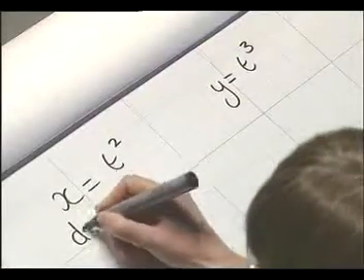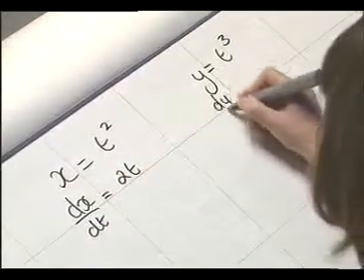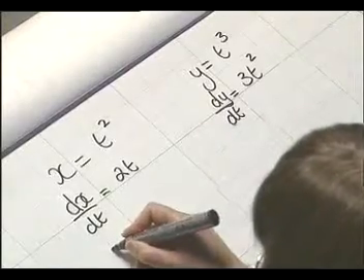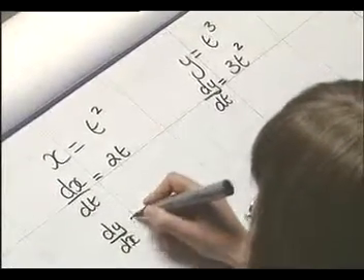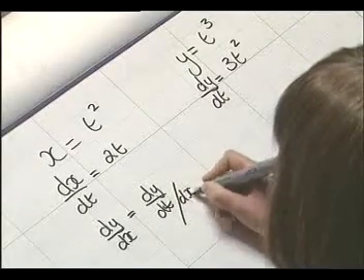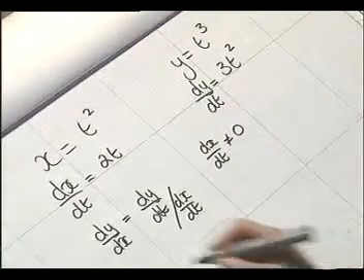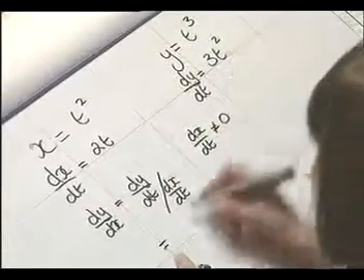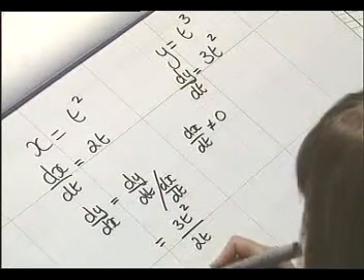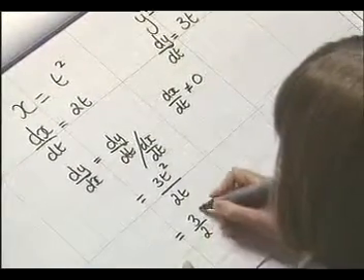So starting as before, dx by dt is equal to 2t, and dy by dt is equal to 3t squared. Using the chain rule, dy by dx equals dy by dt divided by dx by dt, assuming, of course, that dx by dt does not equal zero. So let's substitute for dy by dt. It's 3t squared divided by dx by dt, which is 2t. And here, t goes into t squared t times. So we've got 3 over 2 times t.